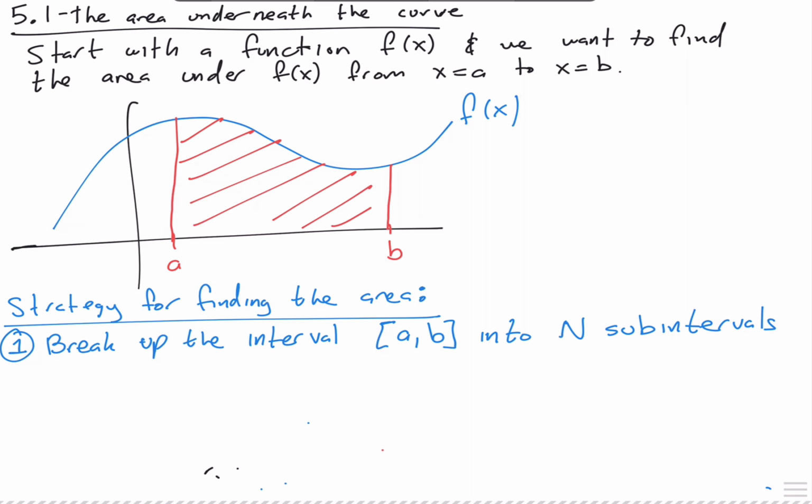And so we can say, for example, here, let me write it down like this. We can say from x 0 to x 1, and then from x 1 to x 2, and then from x 3 to x 4, and then the last one, x sub n minus 1 to x sub n.